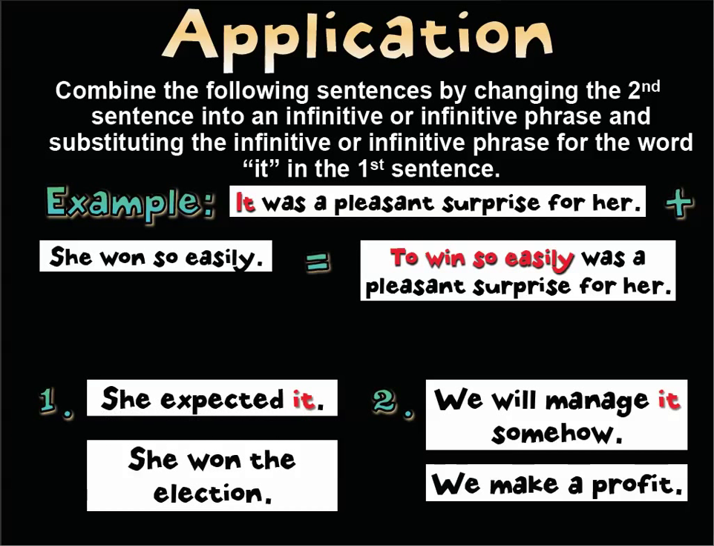So I need to take she won so easily and make it into an infinitive phrase and replace it with the word it. To win so easily was a pleasant surprise for her. You try on 1 and 2. So number 1, hopefully you came up with replacing the it with she won the election as an infinitive. So she expected to win the election.